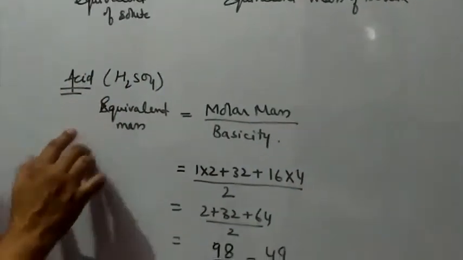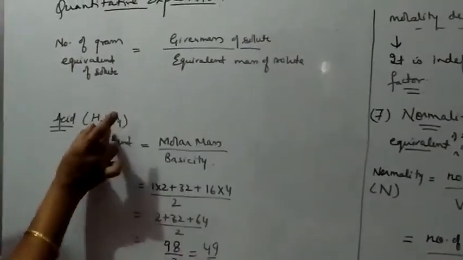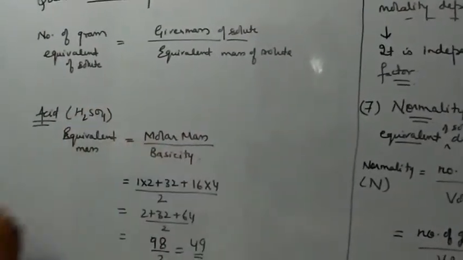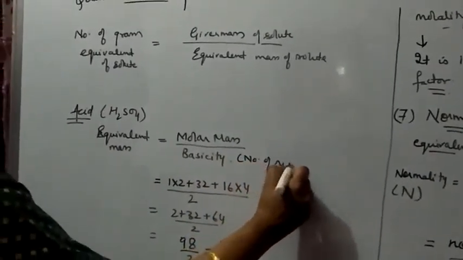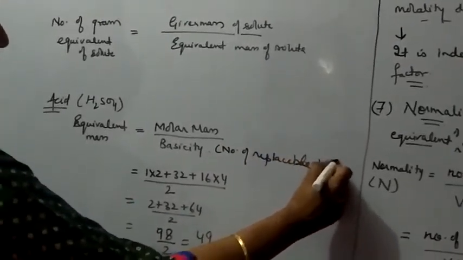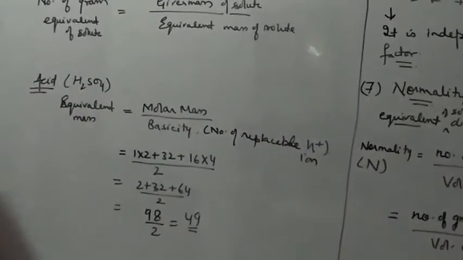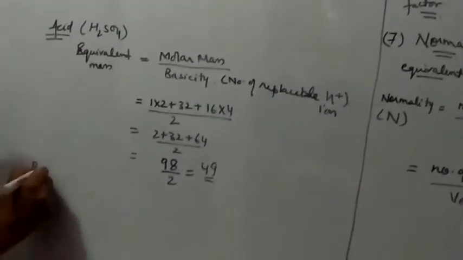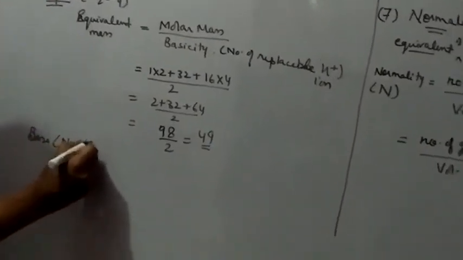So in case of an acid, the equivalent mass will be known by dividing the molar mass of that acid by the basicity, that is, the number of replaceable hydrogen ions, right? In case of sulfuric acid, how much is it? It is 2.